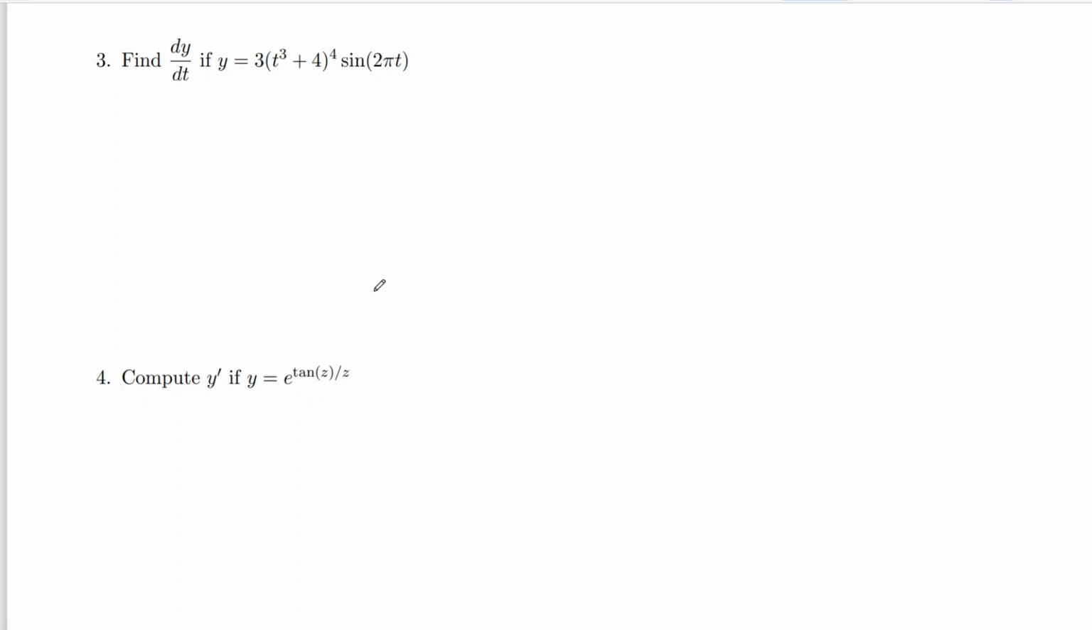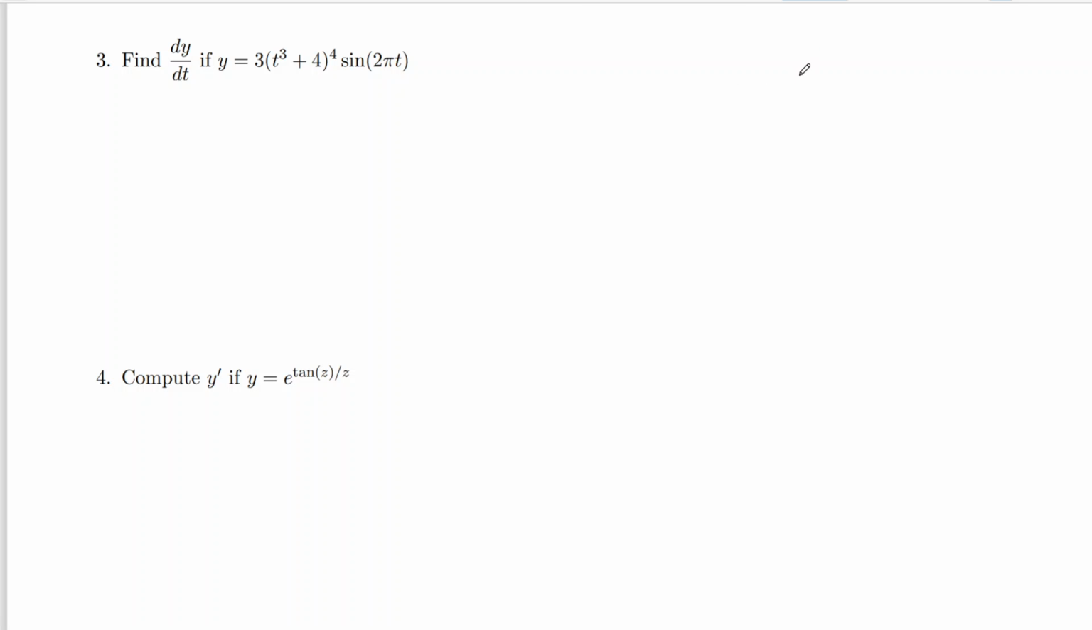Jump into number 3. We want to find dy over dt if y equals 3 times t cubed plus 4 to the 4th power, and then times sine of 2 pi t. Now, one thing I'm going to notice here right away is, yes, I'm going to use the chain rule because I have something raised to the 4th power that's not just t, and I have something inside the sine that's not just t as well.